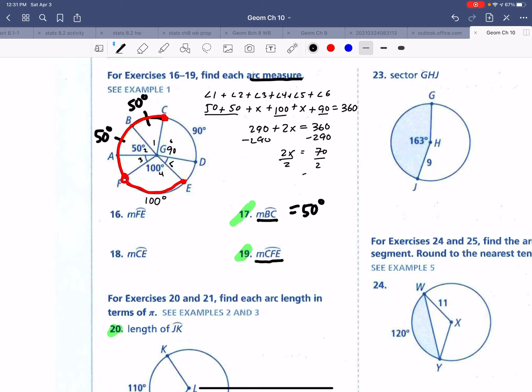All right, so almost there. We got X is equal to 35. So I'm just going to start over. This would be 35 and 35. And we could add all those up just to double check our work. I feel pretty good about this. Okay, so the red one would be the 50 plus the 50 plus the 35 plus another 100. So that's 235.